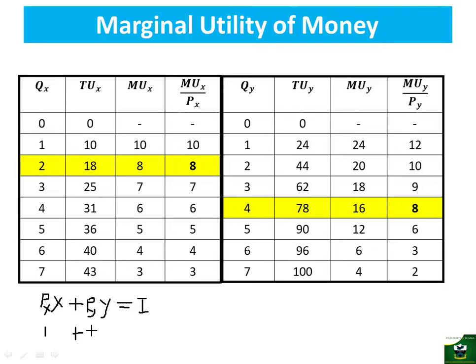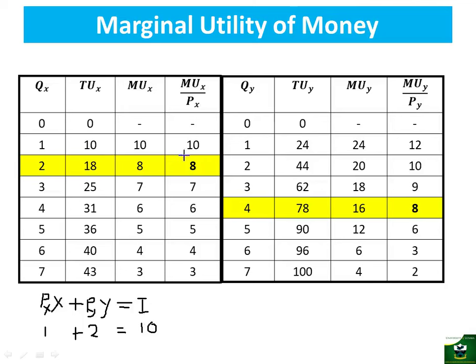We know that the price of Y is 2. And we know that the money income is 10. What we don't know is the quantity of X that we should put here and the quantity of Y that we should put here, such that when we simplify this equation, it should give us a 10. In other words, we need to find the value of X and Y that makes the equation equal to 10.